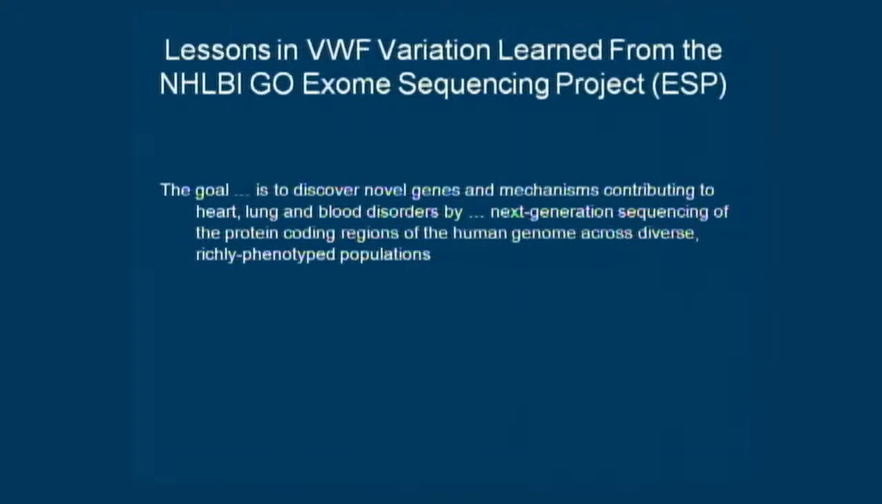So I'm going to take what I've learned from this project working with a fabulous group in the exome sequencing project to illustrate in normals the challenge of figuring out what's going on with von Willebrand factor related to gene variation. And I don't know if any of you know about the NHLBI exome sequencing project, but University of Washington's a major site, and you can find it on the web.